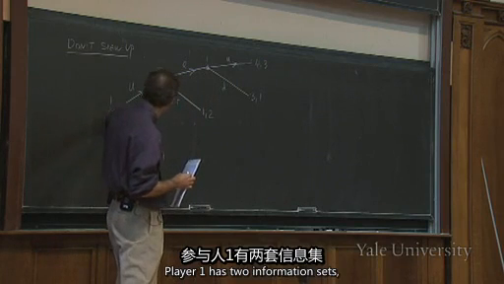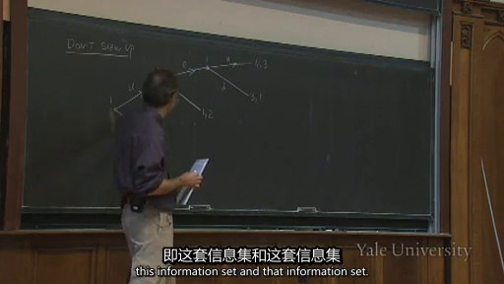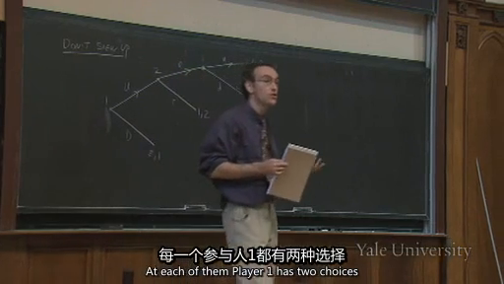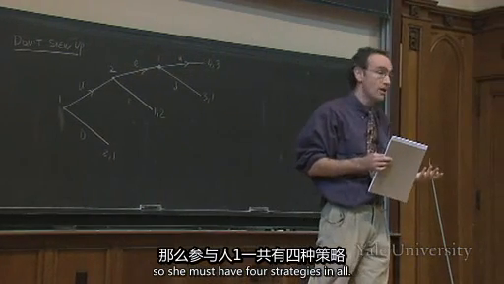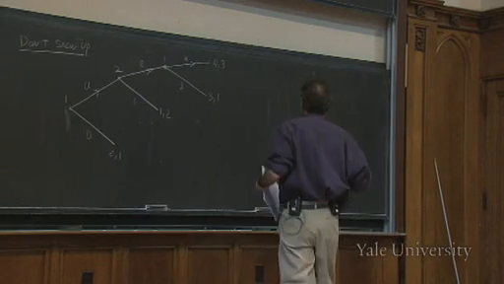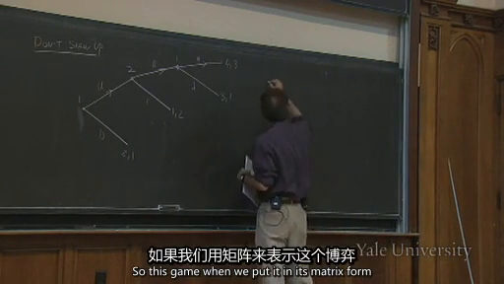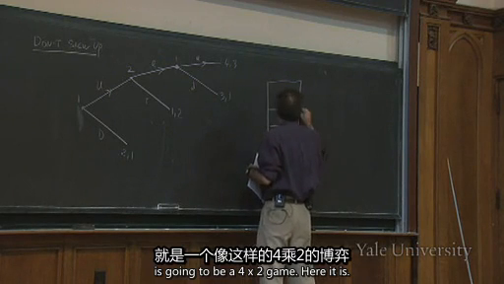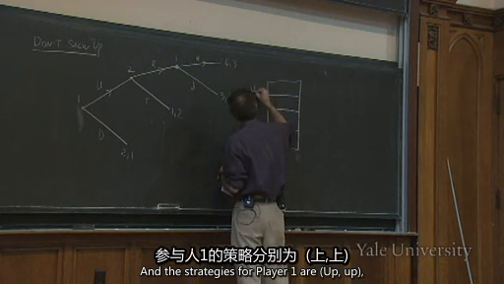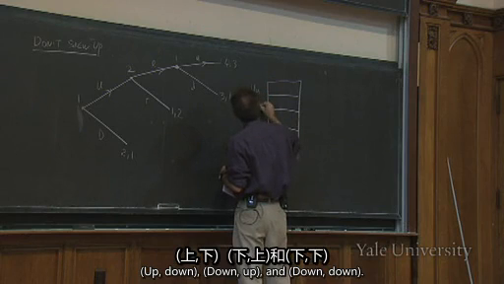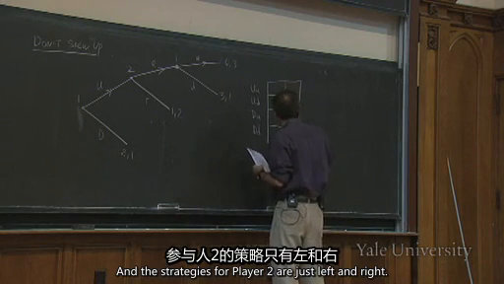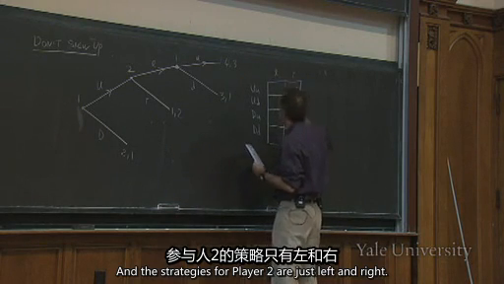Player 1 has 2 information sets, this information set and that information set. At each of them, player 1 has 2 choices, so she must have 4 strategies in all. All right? So this game, when we put it in its matrix form, is going to be a 4x2 game. Here it is. And the strategies for player 1 are up, up; up, down; down, up; and down, down. And the strategies for player 2 are just left and right.